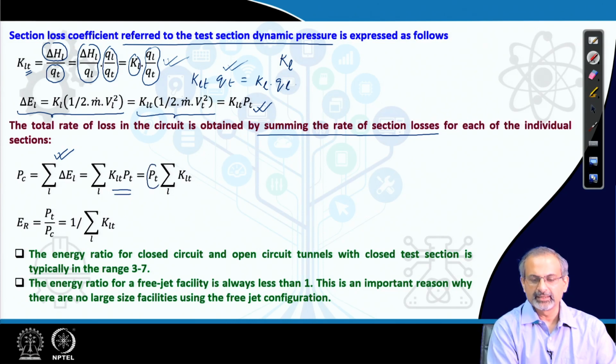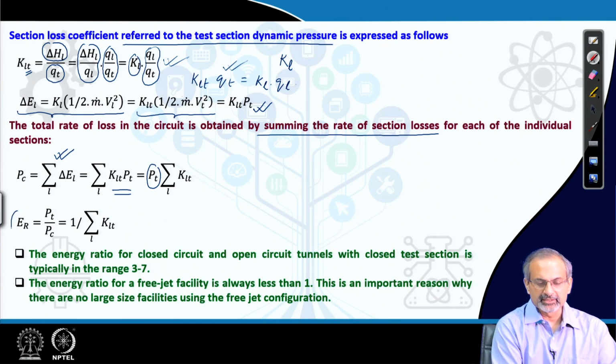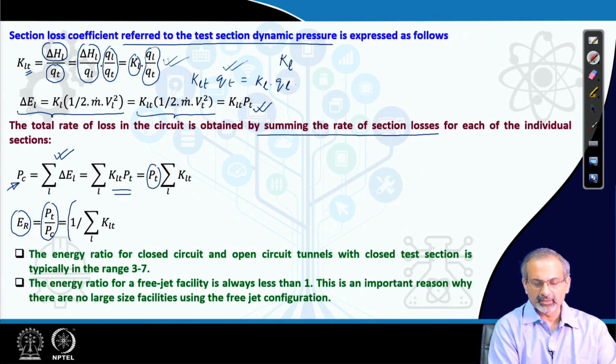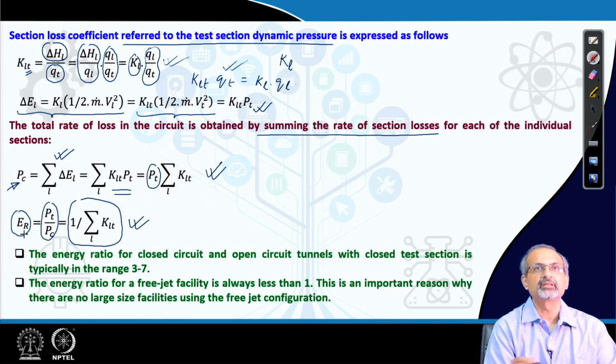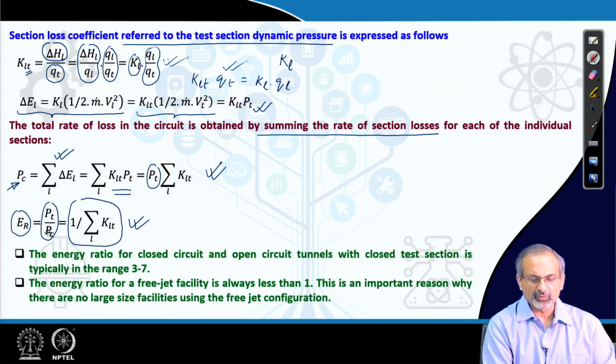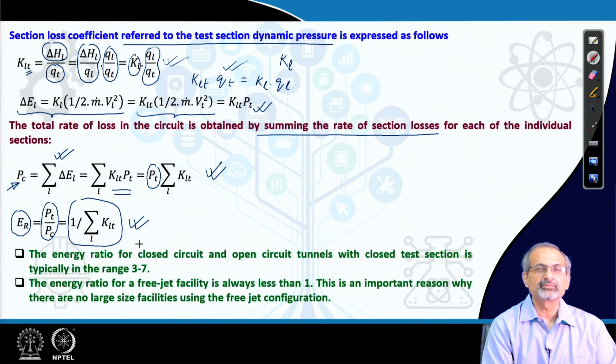Now, PT is a fixed quantity. So, that comes out of the summation. So, what are you left with finally? The energy ratio, which by definition is PT by PC, is now visible from this equation as well. So, that happens to be 1 by the sigma KLT by clubbing this equation with the earlier definition of energy ratio. So, now we have an alternative representation of the energy ratio in terms of summation of all the sectional loss coefficients.